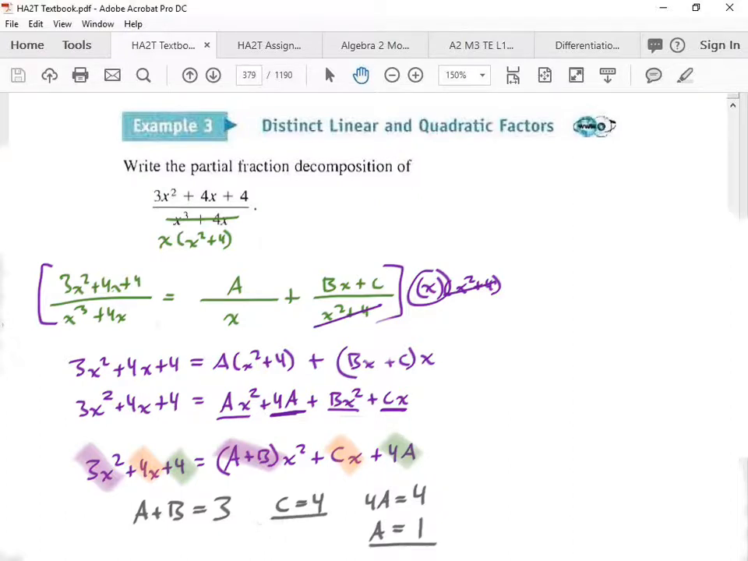Now we just have to find the B. How are we going to do that? Do we know what A is? For sure, it's a 1. So we subtract 1 from both sides. B equals 2. We're done.